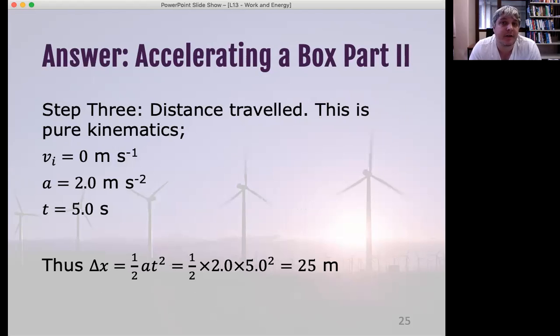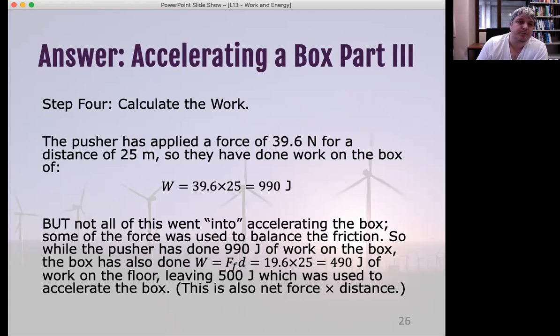The next step is to figure out the distance, because we know work is force times distance, so we need to figure out the force, which we just did, and the distance traveled. Distance traveled is pure kinematics. We've got an initial velocity, an acceleration, and a time. Therefore, we know that the distance traveled is 25 meters. Again, pause the video and double check that if you're not confident, but that is pure kinematics. We should be pretty practiced at that by now.